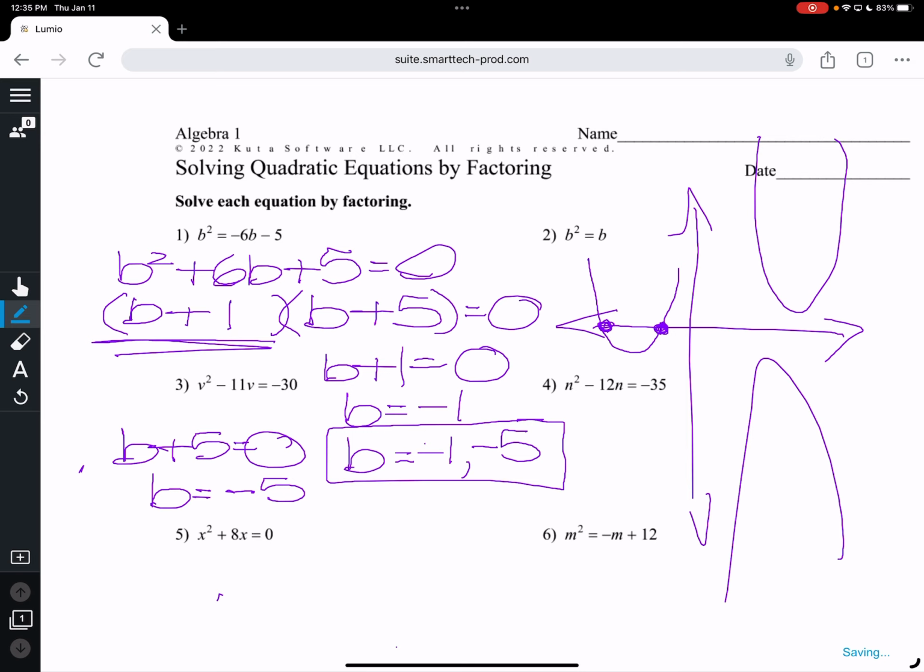Wait, I thought the parabola is frowny if the number is negative. There are two negatives. If the lead coefficient is negative, it's a frowny face. But if the lead coefficient is positive, it's a happy face. Is the lead coefficient b or -1? It's the 1 in front of the b squared. Because the b squared right here is positive.